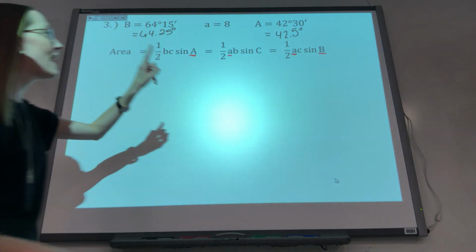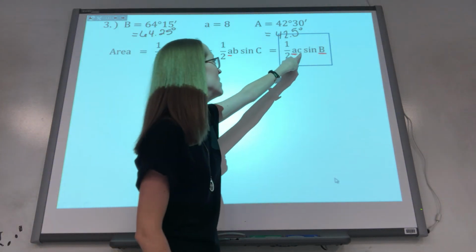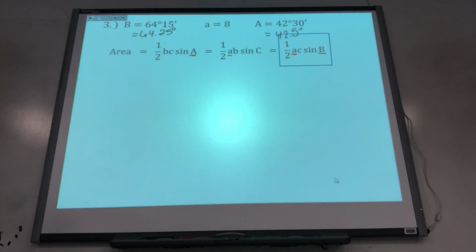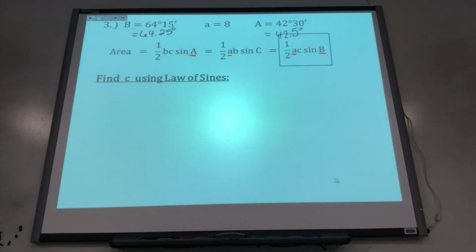So I'm going to go ahead and decide to use that last formula, 1/2 AC sine of big B. Now, the obvious problem is we don't know what little c is. That's side C. We don't know side C. So let's go back to the law of sines, and hopefully using the law of sines, we can figure out what little c is, and then we'll have something to actually plug into that formula.